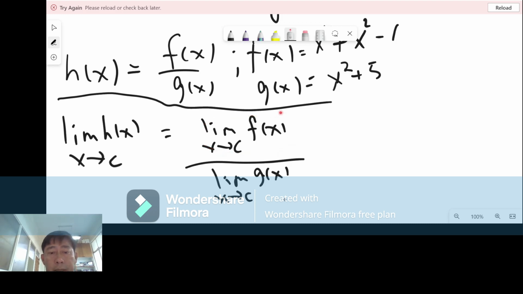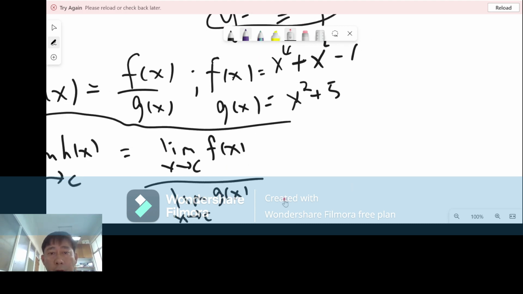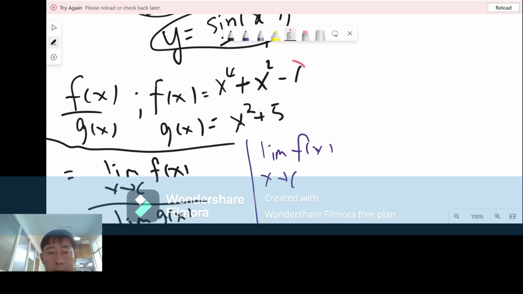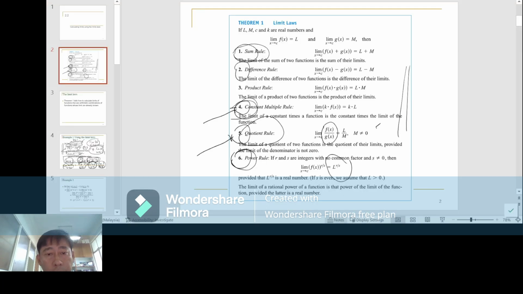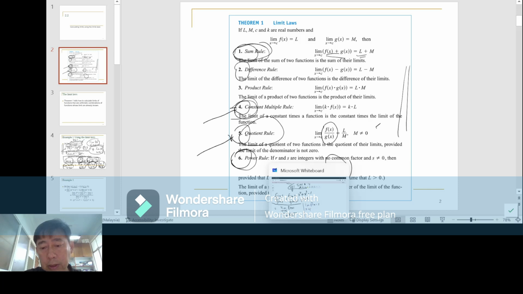Okay, so again, the limit of the function f when x tends towards c is equal to this, right? So f(x) is comprised of 3 different terms. So I'm going to write down the equations by using the sum rule. The sum rule says if you have a function which is comprised of the sum of 2 different functions, then the limit of these functions is just the sum of the individual limits.